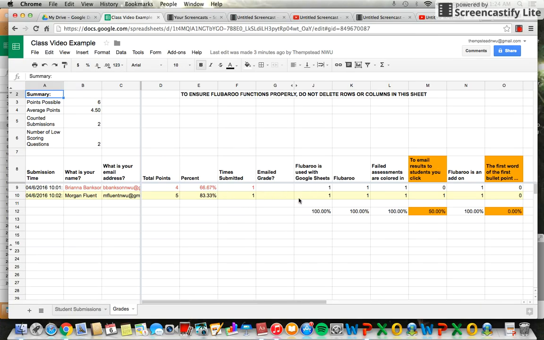You'll see this student is highlighted in red, and that means this student failed the assessment. And right now, the settings say that a failed assessment is anything below a 70%.